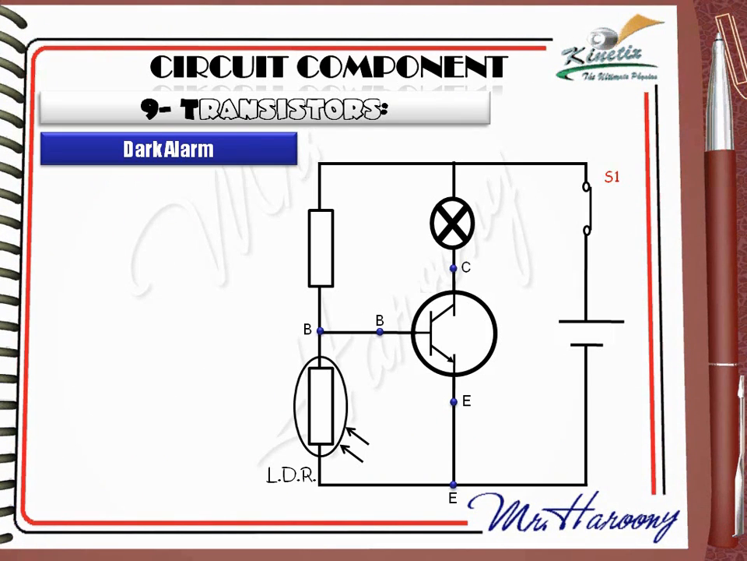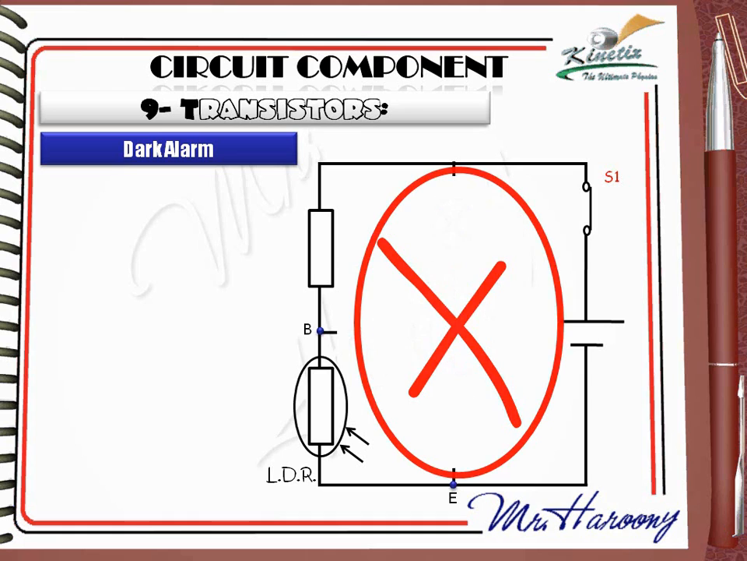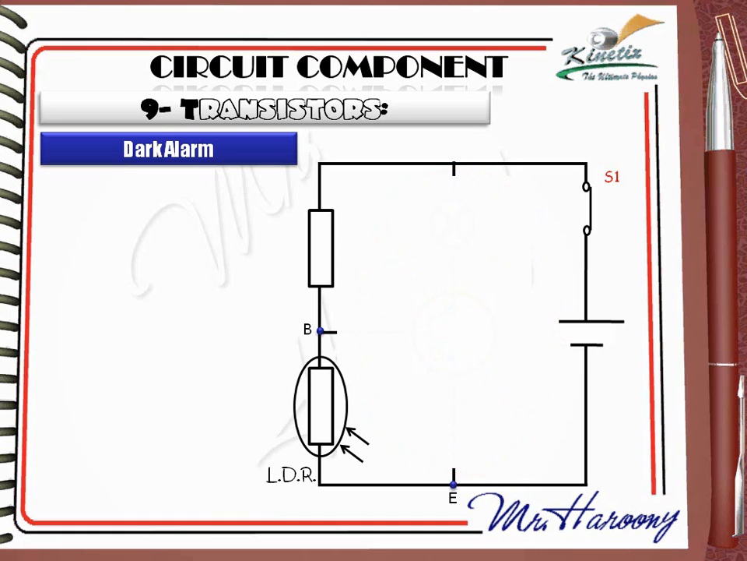Another example is the dark alarm. It will work if it goes dark, the same way: the transistor is initially off, so we can neglect this part of the circuit. Note that here we have an LDR instead of the thermistor. When it goes dark, the light intensity decreases and the resistance of the LDR will increase. You may revise the LDR part to remember how it works.